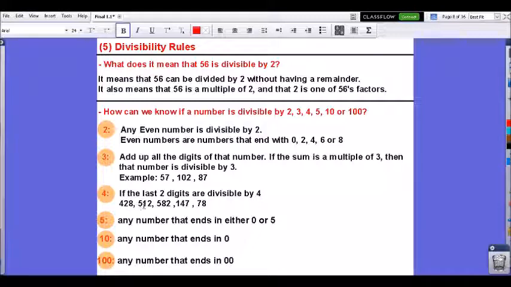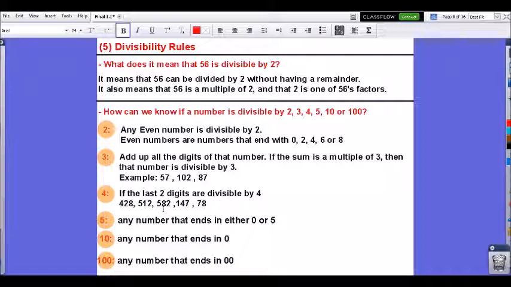What about 512? Well, 12, the last 2 digits, here, yes, 12 is divisible by 4. It's a multiple of 4, so 512 is also divisible by 4. Here, 582, oh my God, how can I know, mister, if 82 is a multiple of 4 or not, very quickly? Well, you need to divide it by 4. If you can divide it by 4 without having a remainder, then it is divisible by 4.